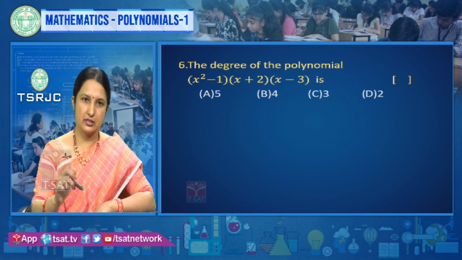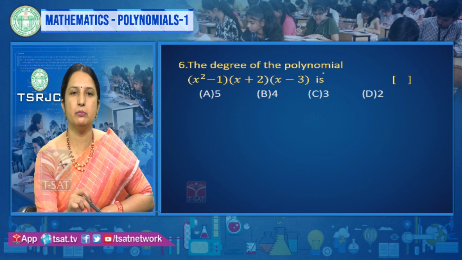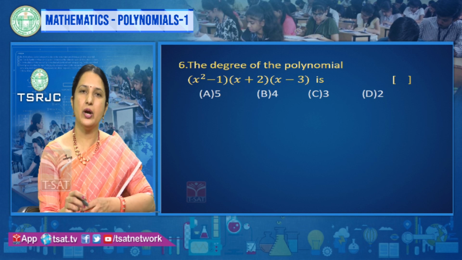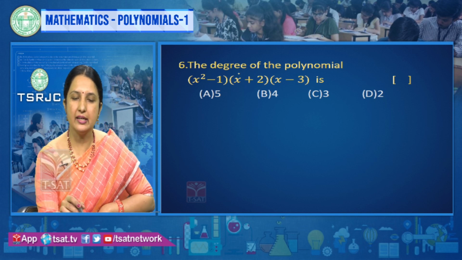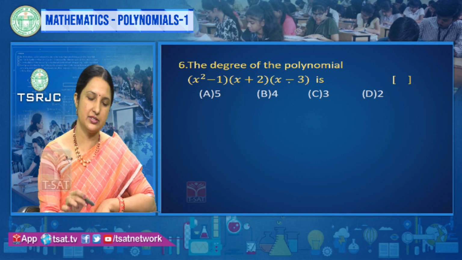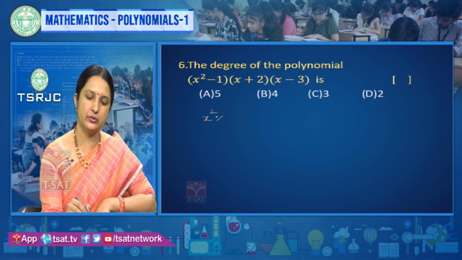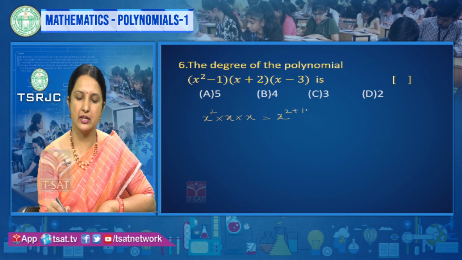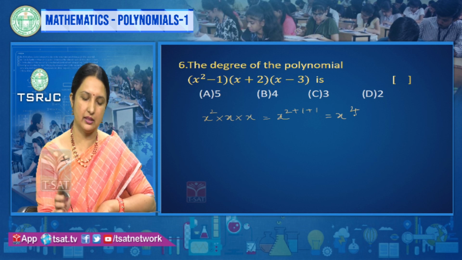Next, sixth question. The degree of the polynomial x square minus 1 into x plus 2 into x minus 3. This is there in the form of factors. You have to multiply those. We want a degree. Degree means highest power only. So, first you multiply all the x terms. X square into x into x. Just you have to multiply these three only. X power 2 plus 1 plus 1 equals to 4. No need to multiply all the three.